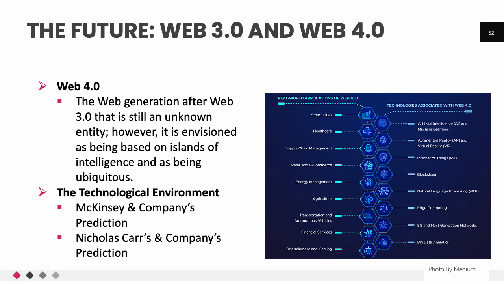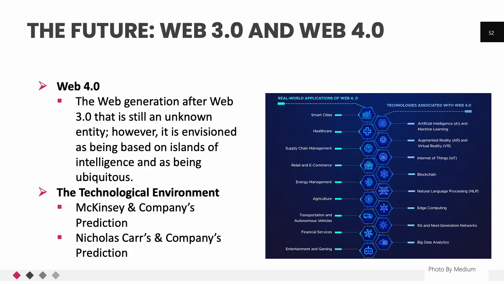All right, so let's continue to the future of the web, Web 4.0. It gives us a glimpse into a potential next generation of the web. It's called Web 4.0, the web generation after Web 3.0, which is still actually an unknown entity. However, it's envisioned as being based on islands of intelligence and as being ubiquitous.